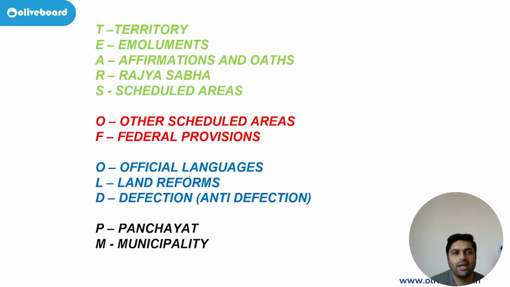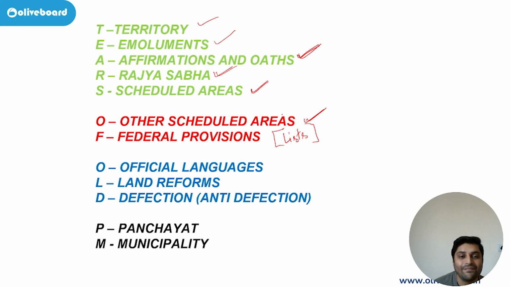Oh, simple. Here is my trick for you. A very famous trick, very famous and very easy. Tears of old PM. T, territory. Emoluments, that is the salaries part. Territory, the India territory, which area we have. Affirmation and oaths, what are the oaths which the people are going to take? R for Rajya Sabha. S is about scheduled areas. Which are the scheduled areas mentioned? O stands for other scheduled areas. F stands for federal provisions. You can also think of it as lists.